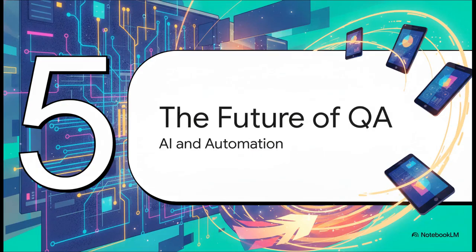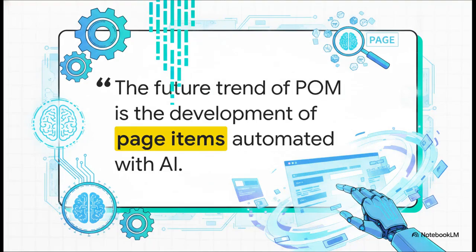And finally, Section 5, the future of QA. Take a look at this insight from our sources. The future trend of the page object model pattern is the development of page items automated with AI. It's pretty wild, right? Even the most advanced structured architectural patterns we've discussed today are actively evolving. We're no longer just talking about writing scripts faster. We are talking about fundamentally changing who or what is actually writing them.